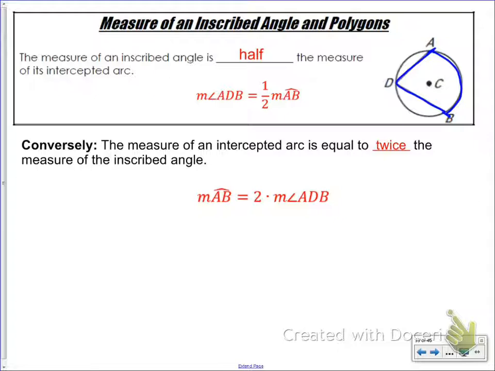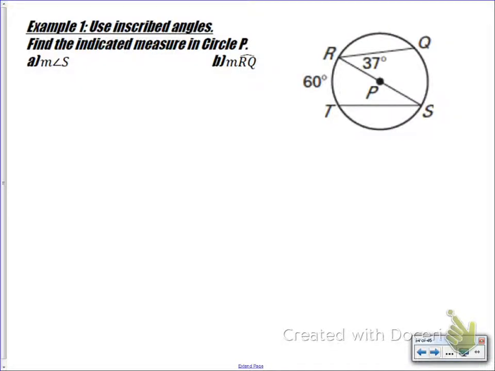So let's try an example of that. So in this circle here, we've got a couple inscribed angles. The measure of angle S is the first thing we want to find. So angle S is going to be this angle right here, and I'm looking for that angle. Now we notice the intercepted arc is going to be from R to T, right there. And we're given the measure of arc RT to be 60 degrees.